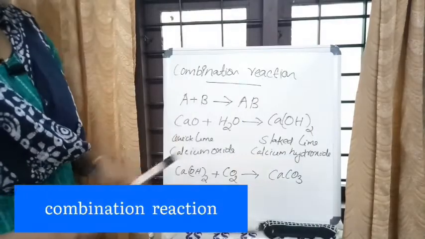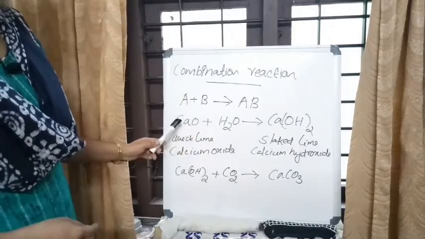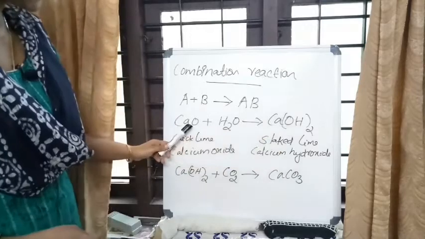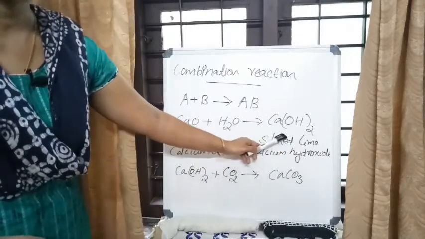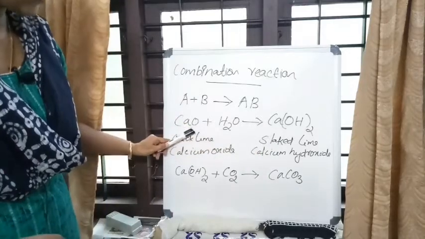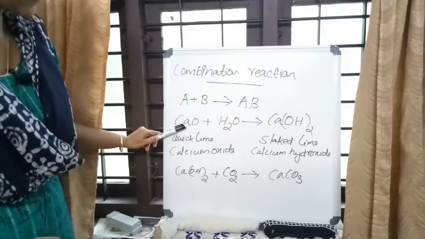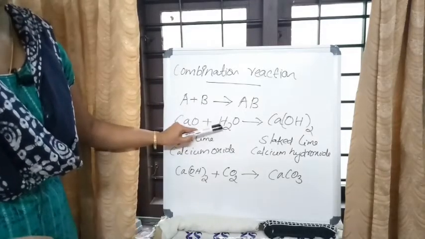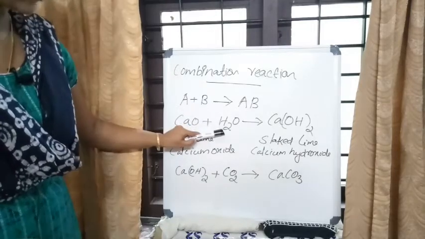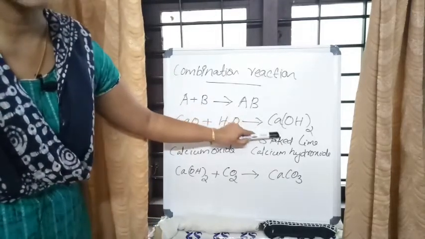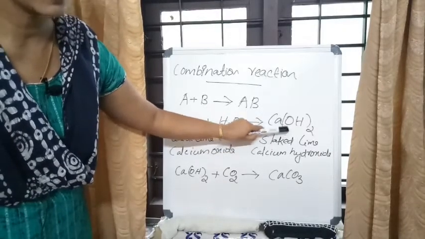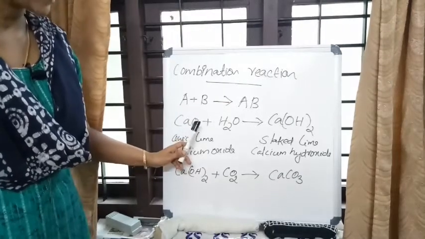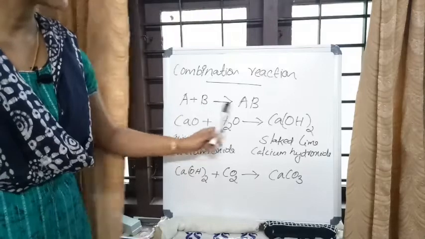I'll explain with the help of an example. Look at this example. Calcium oxide reacts with water to give calcium hydroxide. This is the reactant side and this is the product side that we studied earlier. In the reactant side, you can see two reactants, calcium oxide and water. Calcium oxide and water react to form a single product. In the product side, only calcium hydroxide, a single product. Such types of reactions are known as combination reactions. Two or three elements or compounds join together to form a single product.